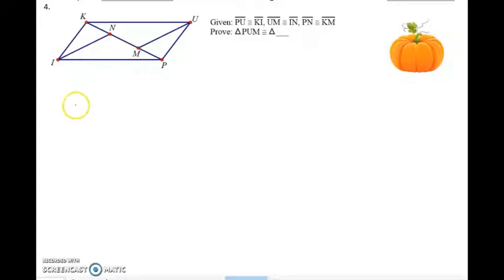So now we have PU congruent to KI, UM congruent to IN, and PN congruent to KM. Those, however, are not sides of the triangles, are they? What I need is PM congruent to KN. What I need to take away from the lines with 3 tick marks is that. So now let's start our proof.